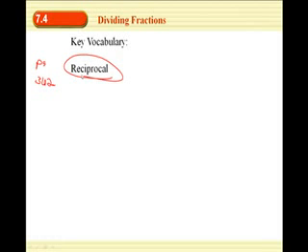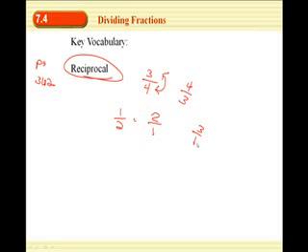Okay, a reciprocal is like when you take a fraction, which is 3/4, the reciprocal means you just flip it over. So the reciprocal of 3/4 would be 4/3. The reciprocal of 1/2 would be 2/1. The reciprocal of 3, now it has to be a fraction before you can flip it over, so you make it a fraction and then flip it over. So before you can flip it, you have to make it a fraction.